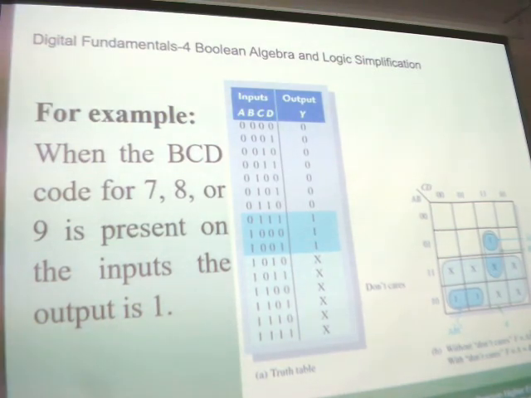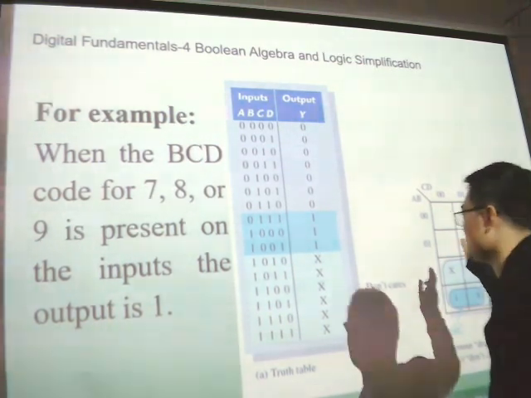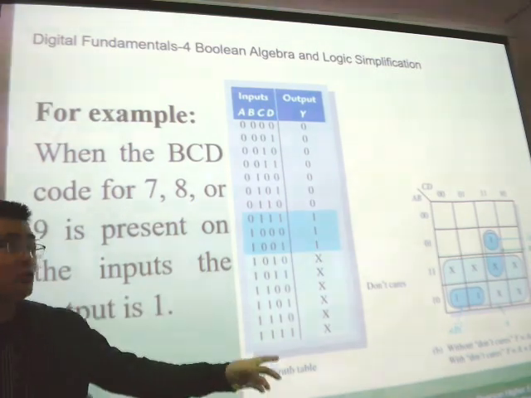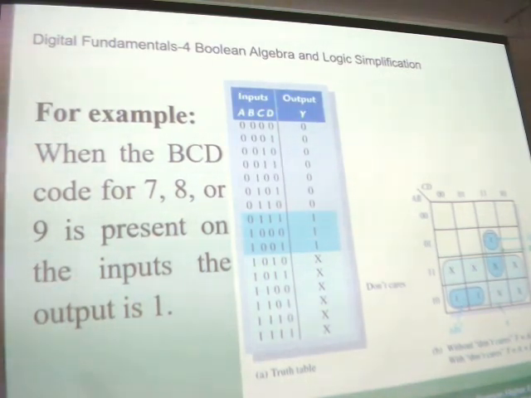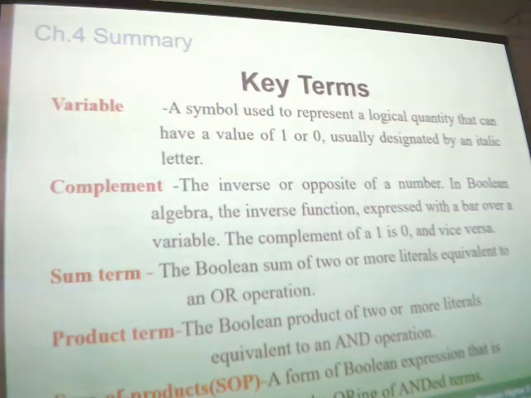So from this example, we know that the don't care condition can help us to simplify our Karnaugh map. That is the content of chapter 4.